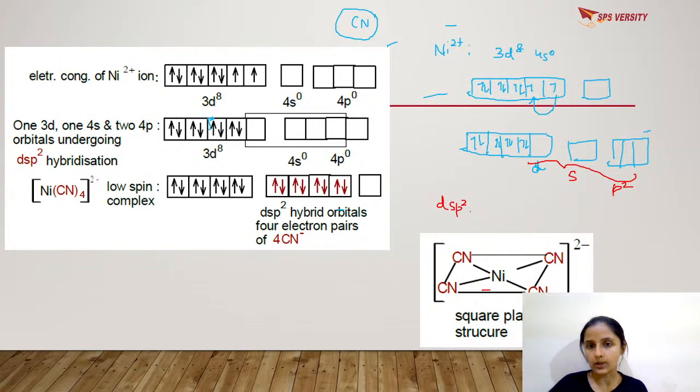So it is dsp2 hybridization. If it is dsp2, then the shape will be square planar. And now these boxes are filled by the electrons given by the ligands. This is how the hybridization is going to take place. Now if you see, there are no unpaired electrons, so the complex appears diamagnetic.